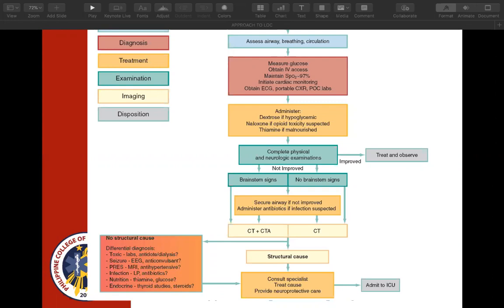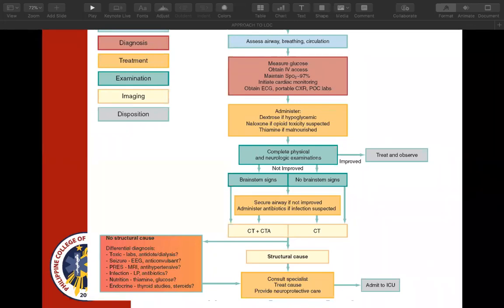Isn't this the coma cocktail: dextrose, naloxone, thiamine. Okay? And we also have flumazenil for this. Okay? And then later on, you do your complete physical examination and neurologic examination. Again, you need to focus on your cardiovascular system and neurologic system.